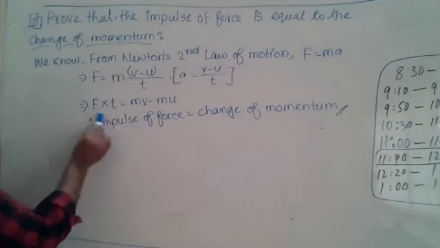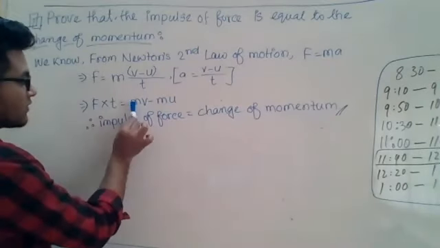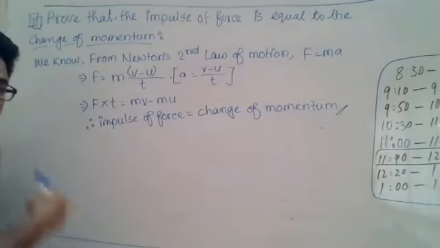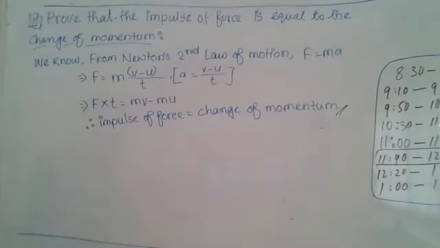Now, if you see, F into t, this is the impulsive force and this is the change of momentum. Okay, final momentum minus the initial momentum will give you the change of momentum. Very easy derivation. If there is any doubt, you can ask me.